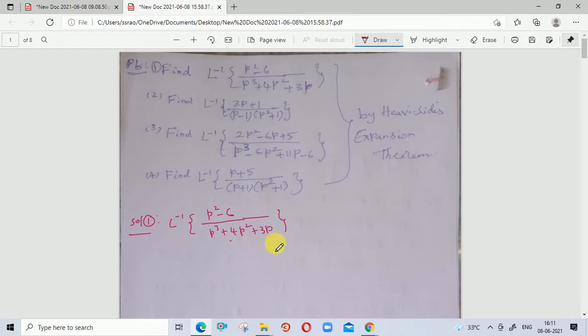Okay, here let P of p is equal to p square minus 6 and Q of p is equal to p cubed plus 4p square plus 3p.